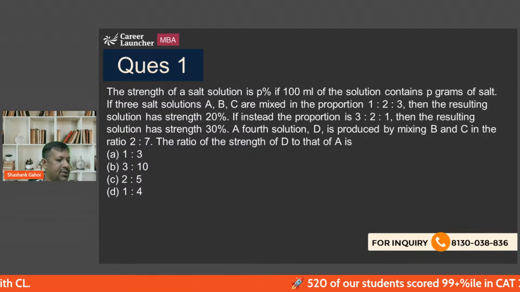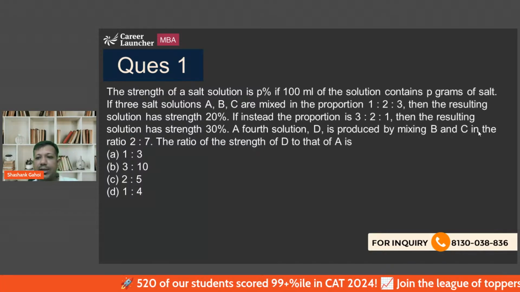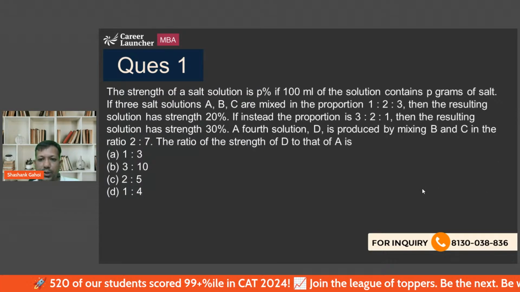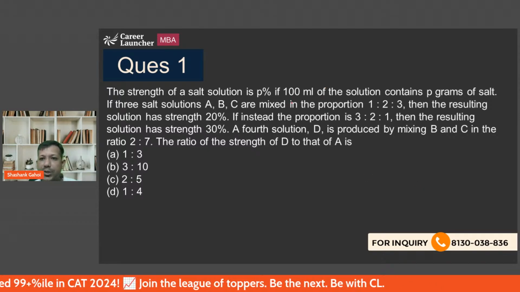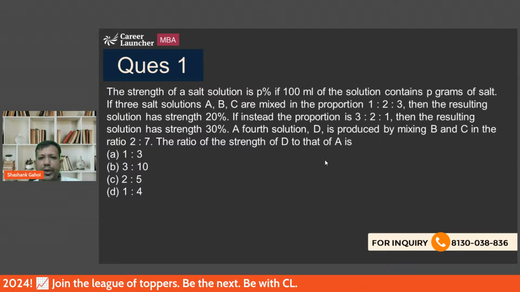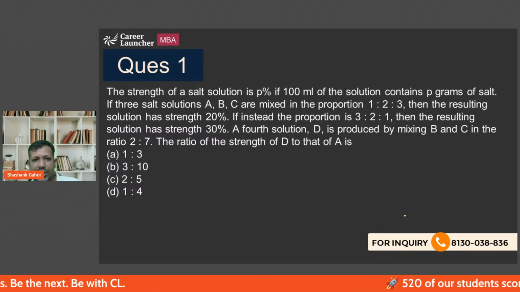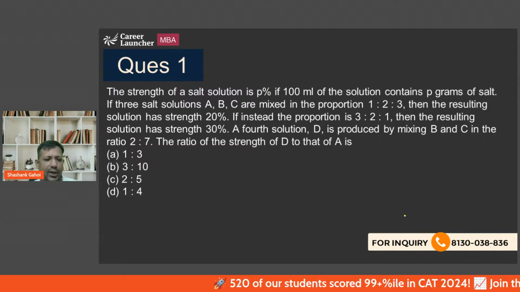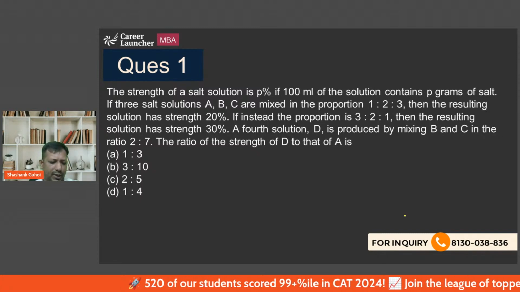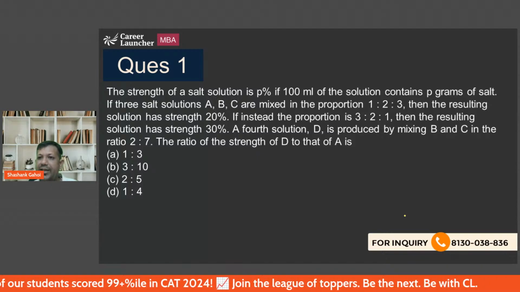So basically, what does this first question say? It says the strength of salt is p% if 100 ml of the solution contains p gram of salt. The first statement simply defines concentration, right? So if 100 ml solution has 10% salt, it means it has 10 grams of salt in it.